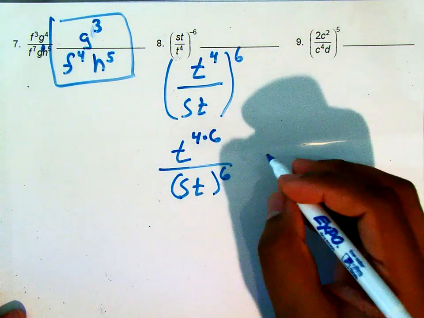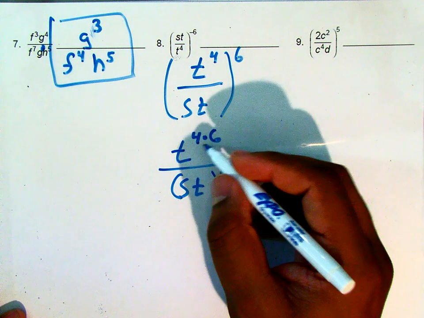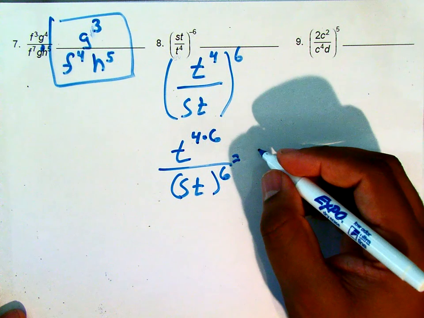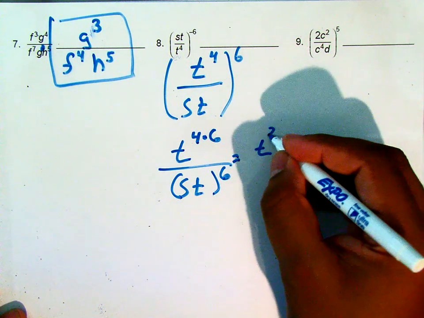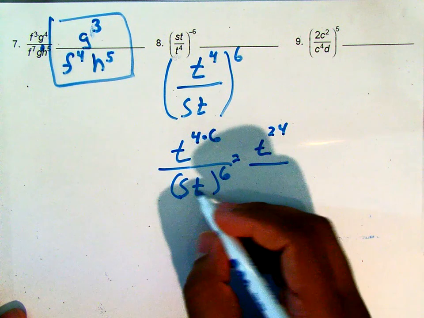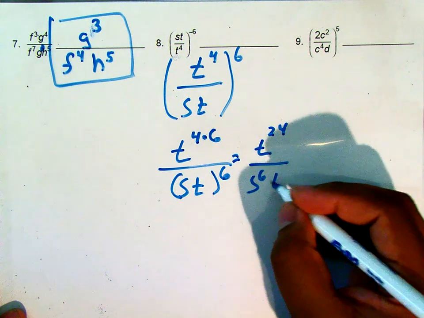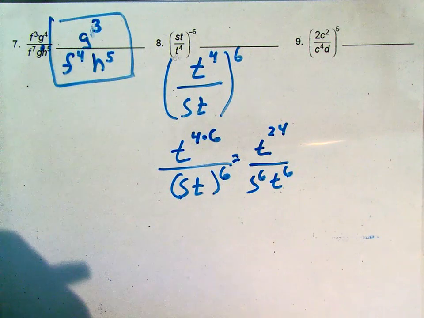And because this is raised to the 6th power, this will be multiplied. So that's t to the 24th. And here, this 6 is going to go on both of these. So you have s to the 6 and t to the 6.